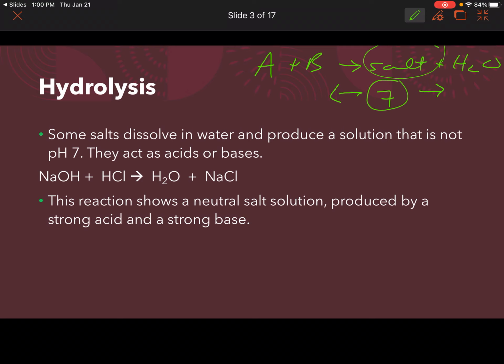So first of all, we've got a reaction here between sodium hydroxide and hydrochloric acid. So these are both strong, right? So we've got a strong base and a strong acid. So when we have a strong acid and a strong base, we end up with a neutral solution, and that's because the salt does not hydrolyze here. So the NaCl is not going to react with the water. So when we have a neutral salt solution, it is produced by a strong acid and a strong base.